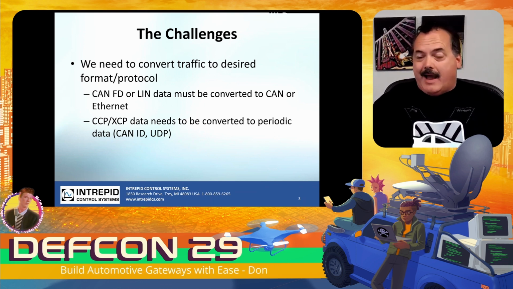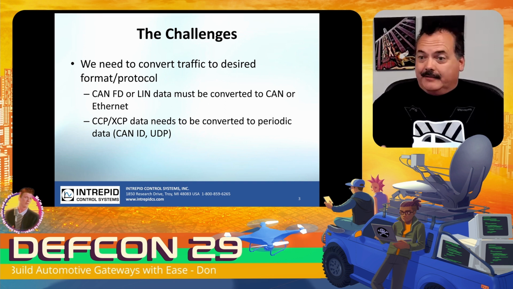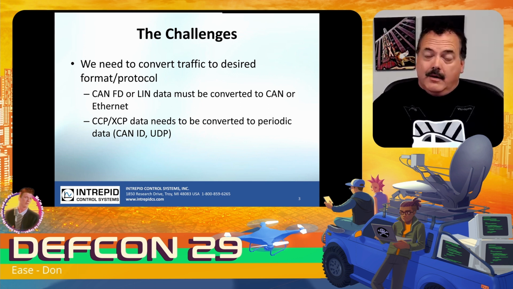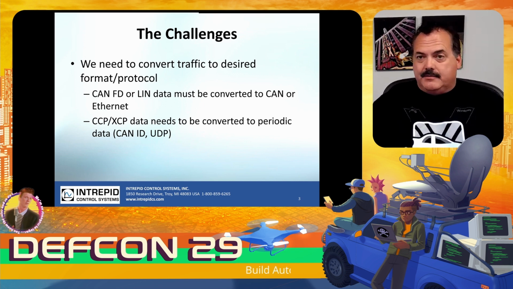For instance, maybe I have CAN-FD or I have LIN, but I really have a device that can only do CAN 2.0 or classical CAN, or maybe I'm doing CCP or XCP, and I need to actually convert that out to some periodic CAN signal because some device that I have can't deal with the CCP or XCP data.